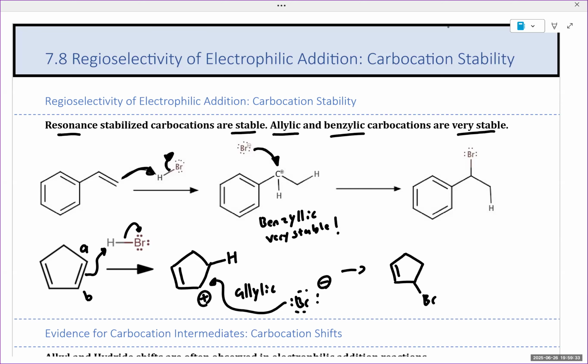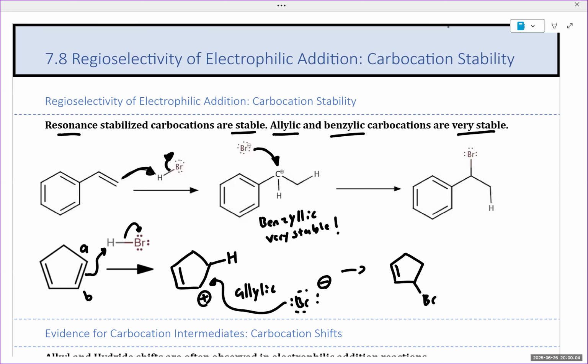Now, for those wondering, can't we delocalize this carbocation? Yes, but we'd get the exact same product for this molecule. We'll talk more about electrophilic addition for conjugated systems in later chapters. For now, the key thing I want you to keep in mind is that if you can generate an allylic or benzylic carbocation, those are very stable, very easy to make, and you have fast, efficient electrophilic addition reactions.